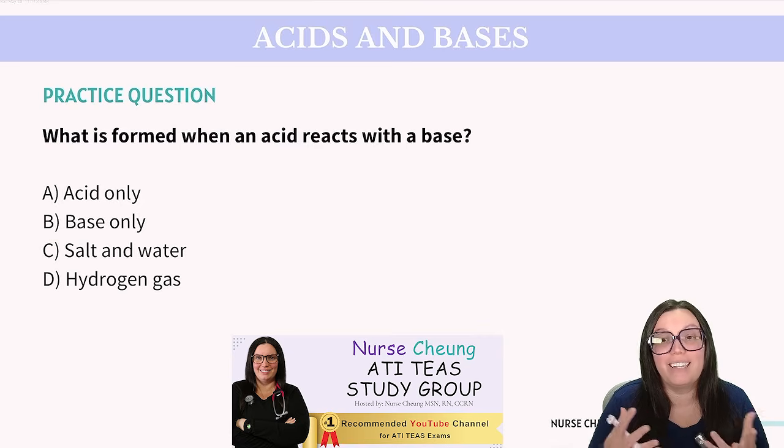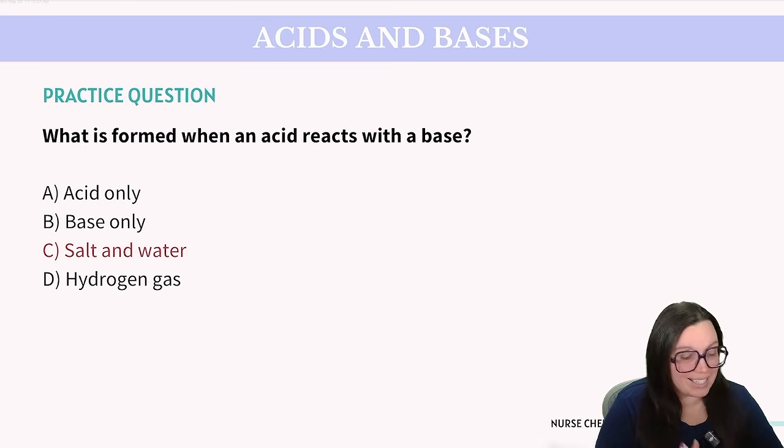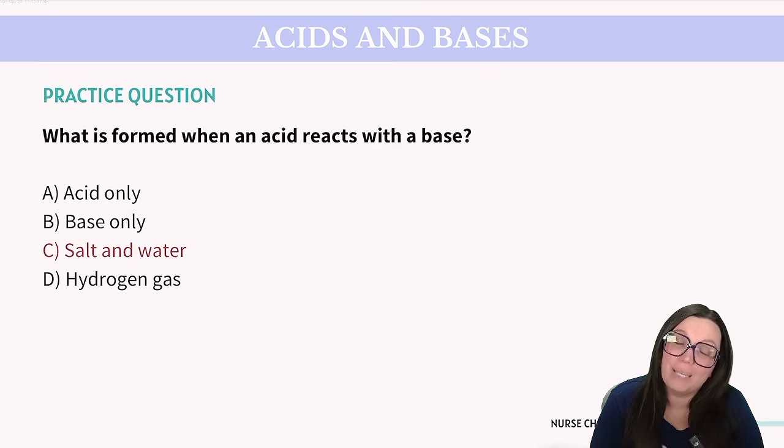What is formed when an acid reacts with a base? Is it acid only, base only, salt and water, or hydrogen gas? And the correct answer is C, salt and water. Remember that the reaction between an acid and a base is known as a neutralization reaction, and they typically are going to produce salt and water.